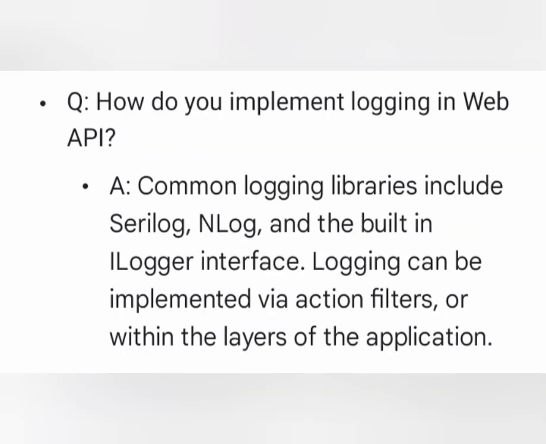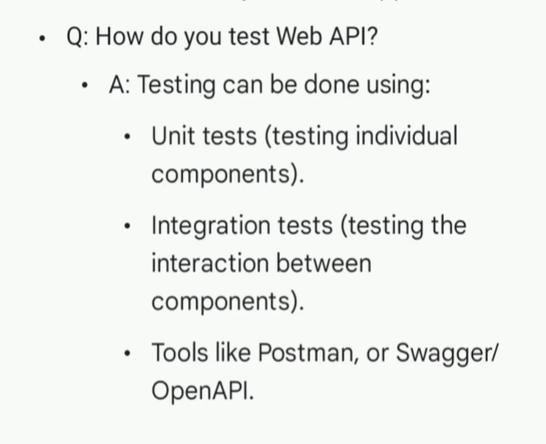Q. How do you implement logging in Web API? A. Common logging libraries include Serilog, NLog, and the built-in ILogger interface. Logging can be implemented via action filters or within the layers of the application. Q. How do you test Web API? A. Testing can be done using unit tests, testing individual components, integration tests, testing the interaction between components, tools like Postman, or Swagger/OpenAPI.